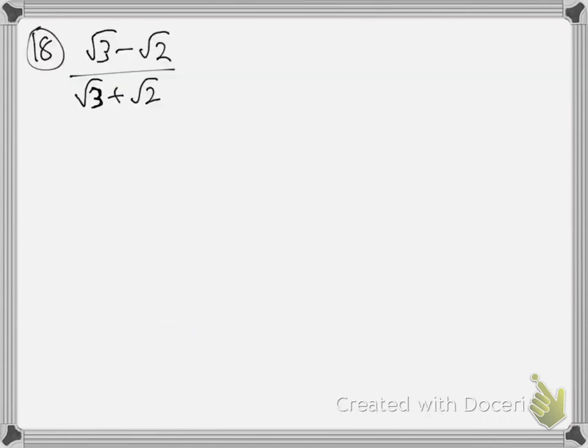Okay, so here we are in number 18. Now this one's going to be different because we have a square root and a plus or minus in the bottom. So let me write some instructions. When there's a square root and plus or minus in the denominator, what do you got to do?